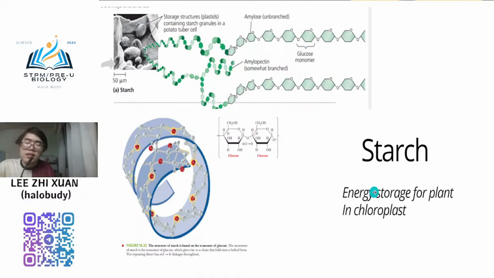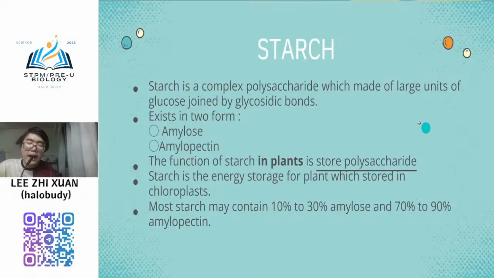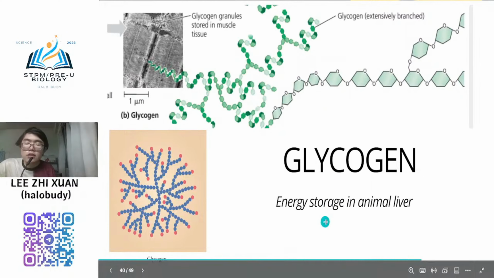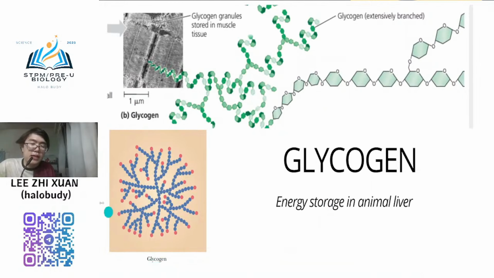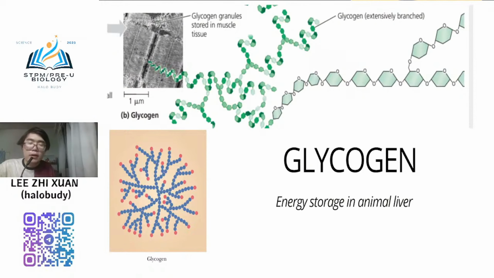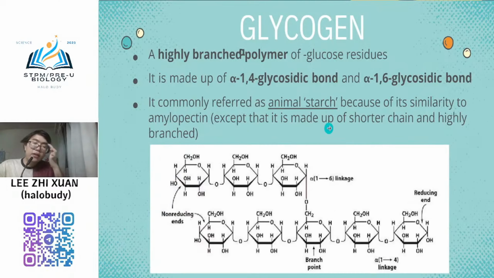So starch is the energy storage for plant in chloroplast. So yeah, this is the explanation. In glycogen, it is energy storage in animal liver. The main difference is it is highly branched. There are many amylopectin structures. Amylopectin structure is very, very high. So it is a highly branched polymer structure of alpha glucose residues. Glycogen and starch, both of them are made up of alpha glucose.